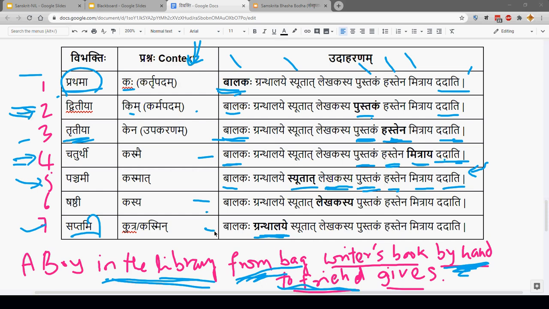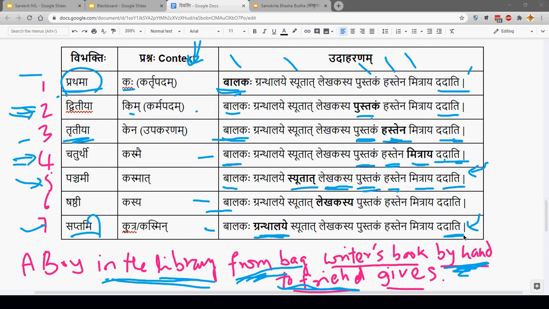Now so far we have this. Another question we can ask is on the action itself, dadati, gives. We can ask, where, in what place is this action happening? Where is the giving? Again, the question goes on the verb. So the boy is giving this book in a library to his friend. In the library, we want to add that part.